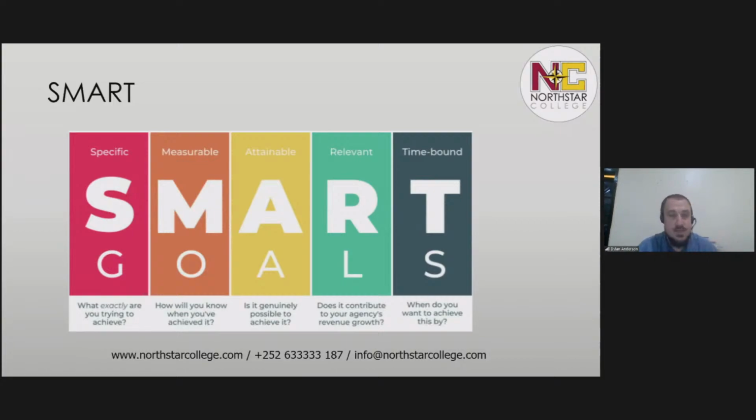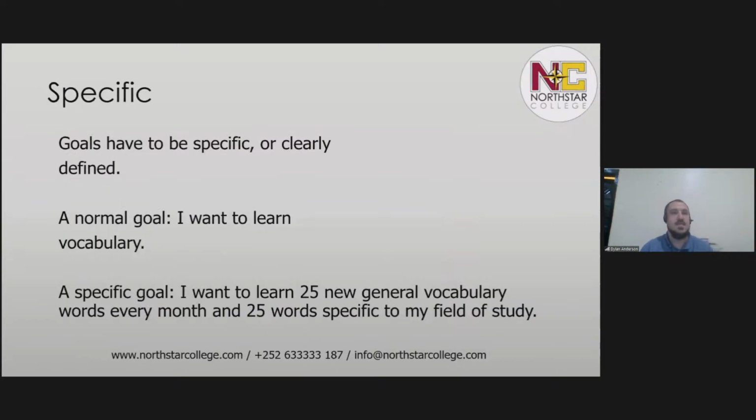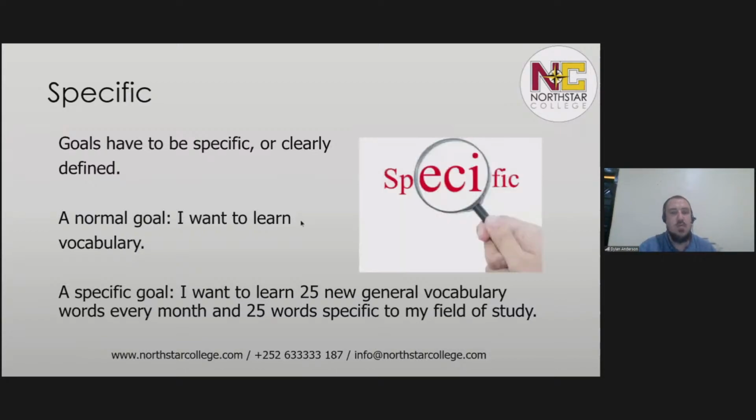Now, the first letter in S.M.A.R.T is an S, and the S stands for specific. Specific is something that is clearly defined. So instead of I want to learn vocabulary, it should be I want to learn 25 new general vocabulary words every month and 25 words specific to my field of study, for example. It's a specific part of vocabulary. It's not just any new words that you come across, but 25 general words and 25 words specific to your field of study. The field of study part we'll talk about a little later. So that is an example of specific.